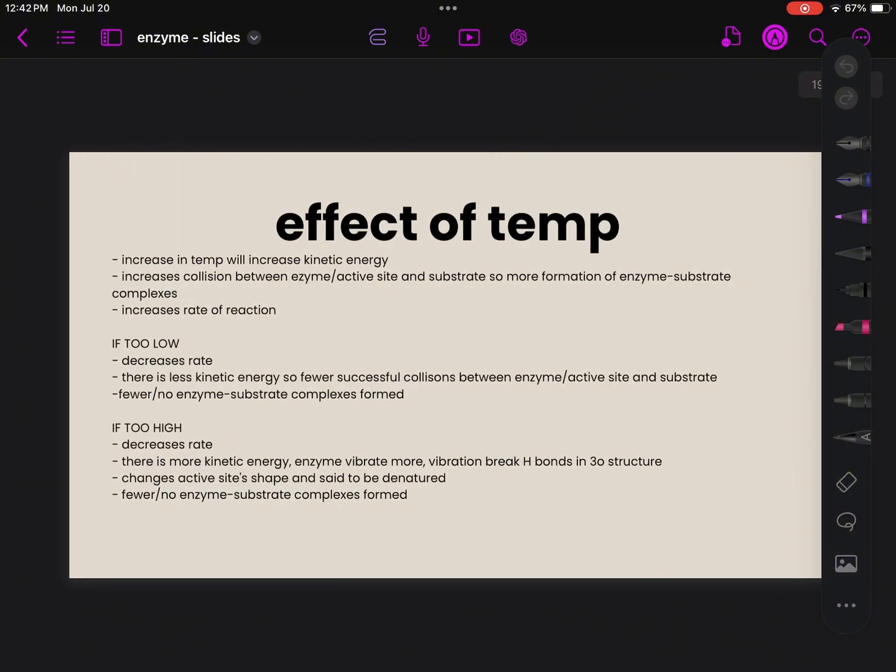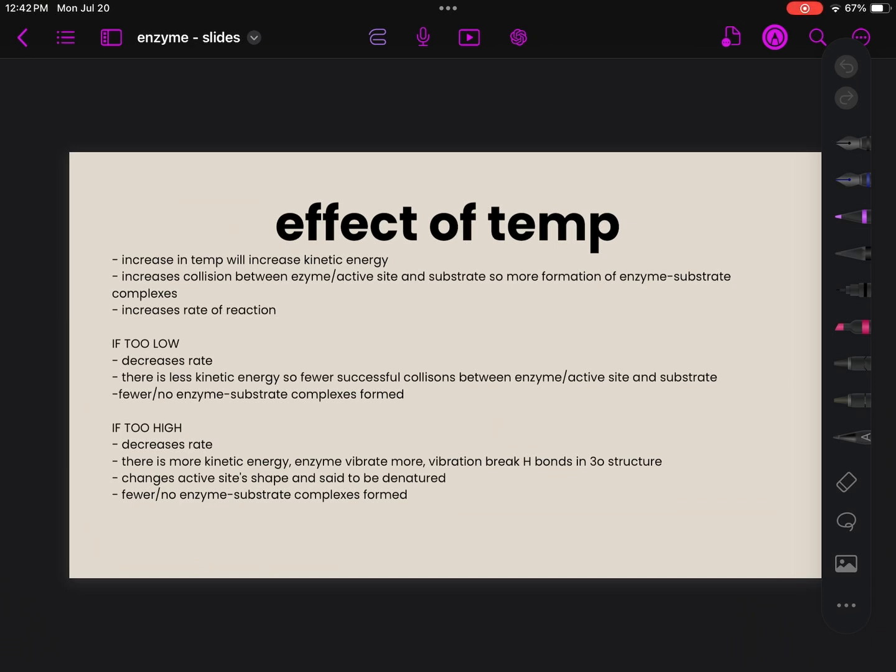Moving on. Let's see the effect of temperature. Increasing the temperature will increase the kinetic energy. This increases the collisions between the enzyme. Oh my gosh, there is a spelling mistake there. Don't mind that. Between the enzyme / active site and the substrate. So more formation of enzyme substrate complexes, which in turn increases the rate of reaction.